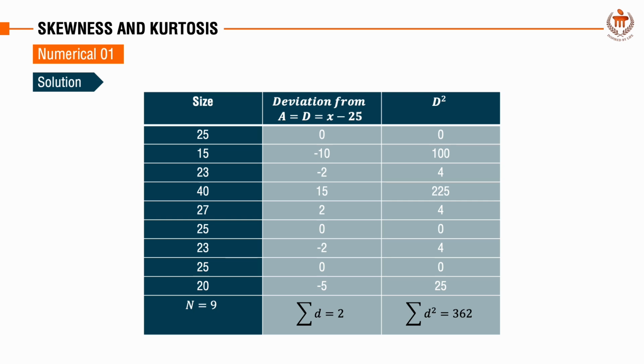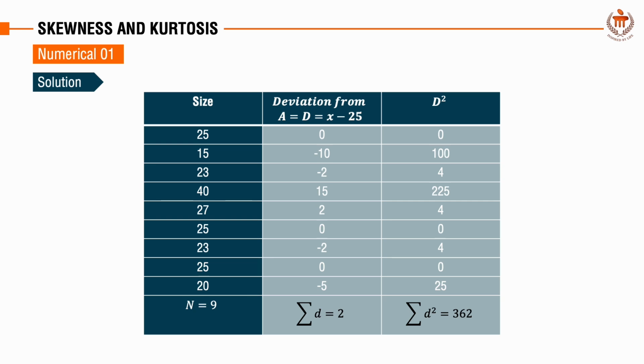So 25 minus 25 is 0, 15 minus 25 is minus 10, 23 minus 25 is minus 2, 40 minus 25 is 15, 27 minus 25 is 2, 25 minus 25 is 0, 23 minus 25 is minus 2, 25 minus 25 is 0, 20 minus 25 is minus 5.